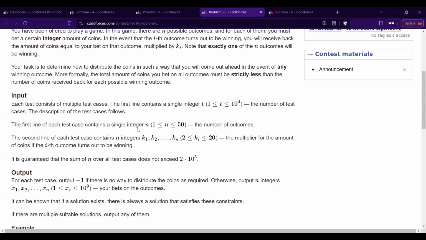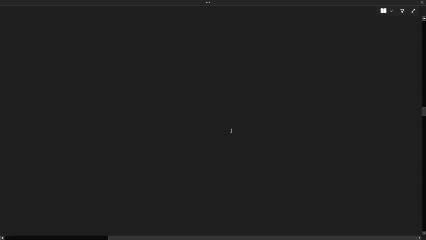This is important: the number of outcomes is between 1 and 50, and for every outcome, ki is between 2 and 20. First of all, let me explain the problem statement. This problem seems difficult, but the solution is rather, once you know it, it seems a little bit obvious.